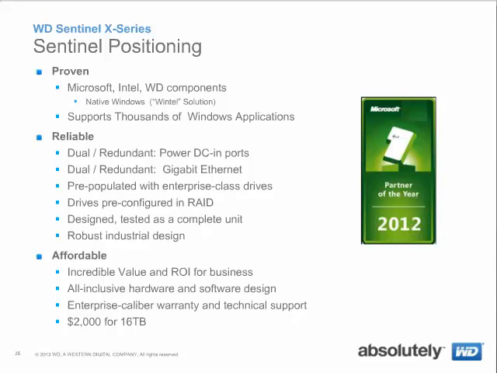When we talk about reliability, this is where WD's engineering comes into play. We've got dual redundant DC in ports, gigabit Ethernet. We talked about our enterprise class drives, 24/7, 365, RAID. It's a very robust system, so it's very reliable, and we work very hard. That reliable messaging is very important to us. And of course, the affordability piece of it, this is where we talk about our enterprise caliber warranty and technical support and our all-inclusive hardware. So it's ready to go. It's ready to set up. It's been tested as a complete unit. And, of course, with our X series, you can get up to 16 terabytes for $2,000. It's $1999.99, so we like to say 16 terabytes for under $2,000. And I think a lot of people have resonated with that.